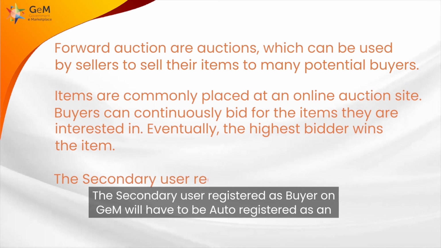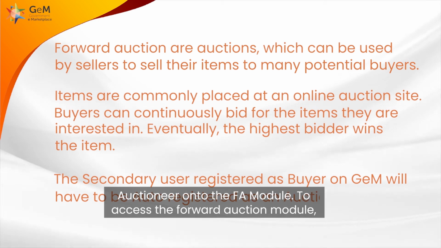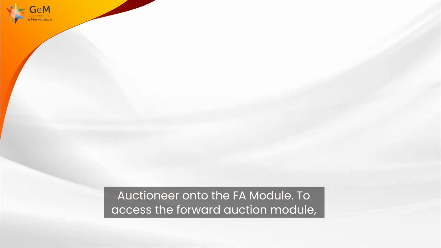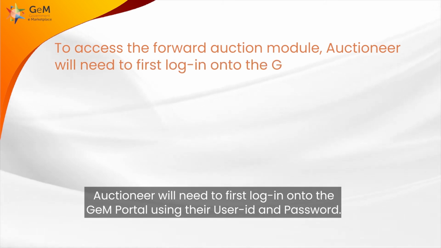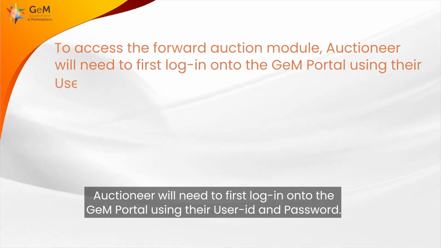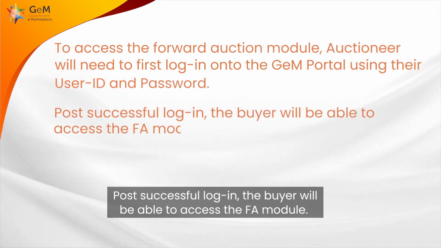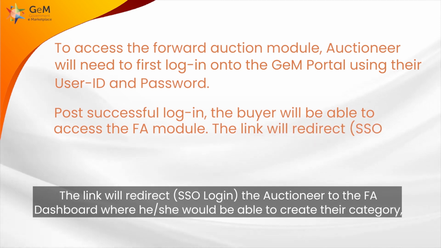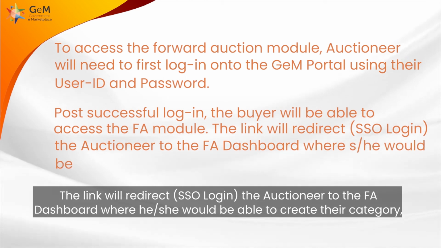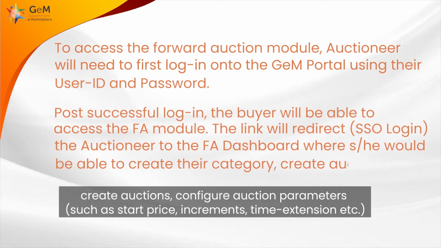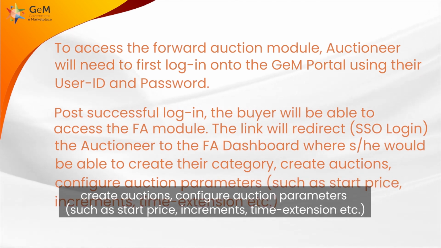The secondary user registered as buyer on GeM will have to be auto-registered as an auctioneer onto the FA module. To access the forward auction module, the auctioneer will need to first log in onto the GeM portal using the user ID and password. Post successful login, the buyer will be able to access the FA module. The link will redirect the SSO login auctioneer to the FA dashboard, where he or she would be able to create their category, create auctions, and configure auction parameters such as start price, increments, time extension, etc.